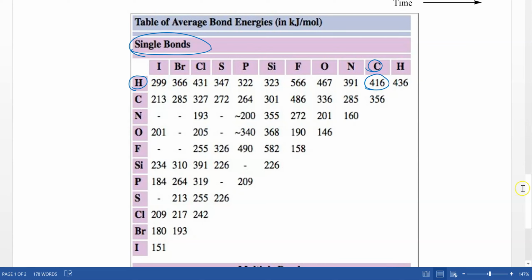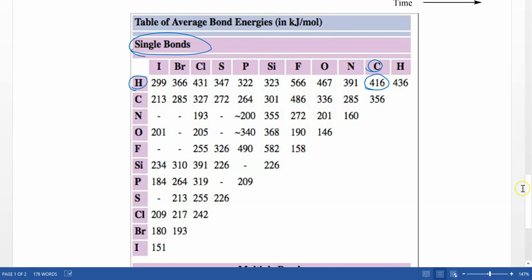Okay, so I got 1664 for that part, and then 996 here. If you add all that up, I got positive 2660, and that is in kilojoules per mole. Okay, so I think we're set.